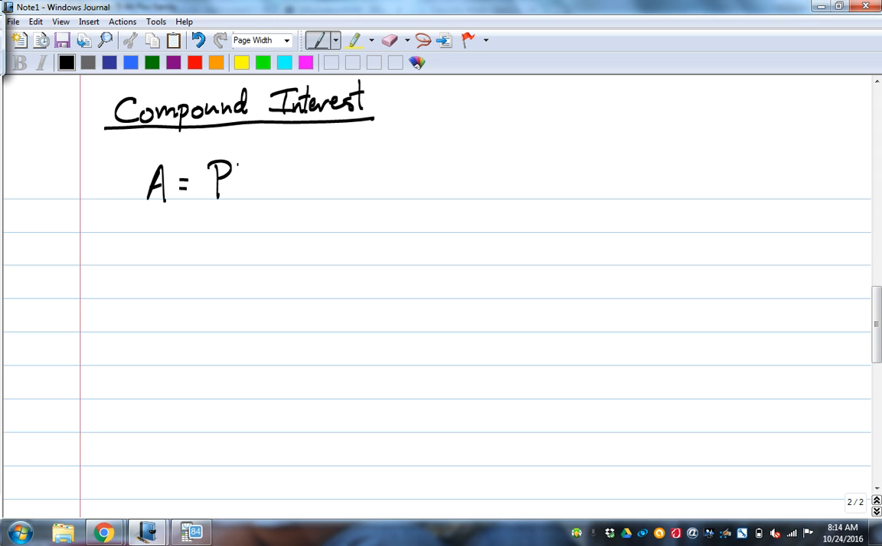Okay, here's the formula. A is the amount the account is worth. Use A for account. P is still principal investment. And then the formula is 1 plus R over N, parentheses, to the NT. R is still our rate. Our N is how many times the interest compounds. Okay.